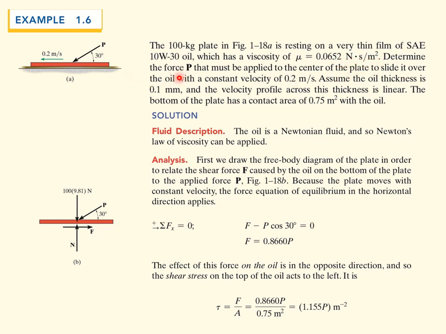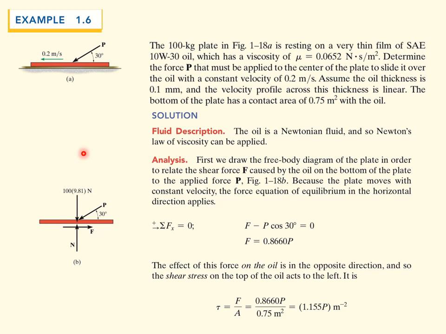He wants us to find the force P that must be applied to the center of the plate to slide over the oil with a constant velocity of 0.2 meters per second. Assume the oil thickness is 0.1 millimeters and the velocity profile across this thickness is linear. The bottom of the plate has a contact area of 0.75 square meters with the oil. So here, again, we're going to treat this as a Newtonian fluid. That's the way we're going to treat all of our fluids in this course.